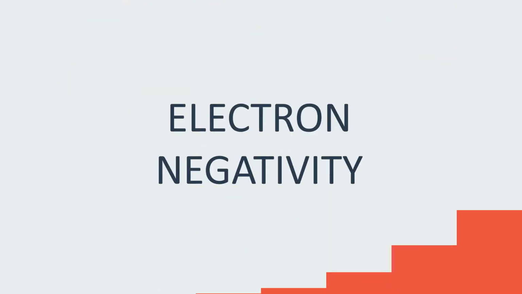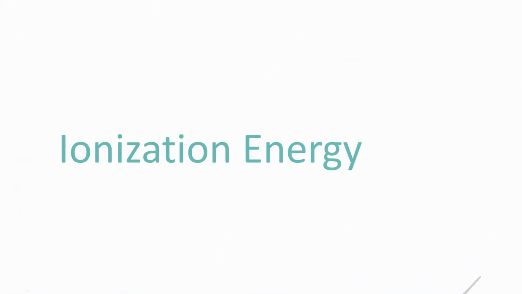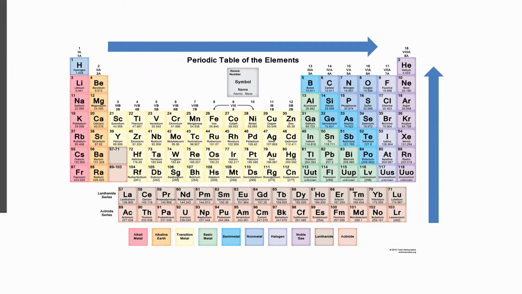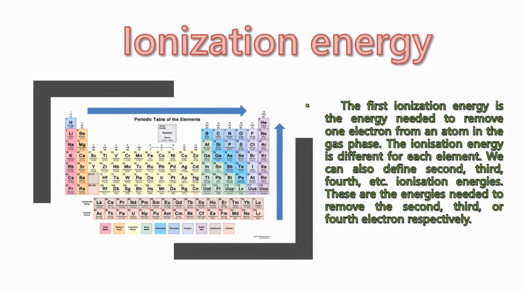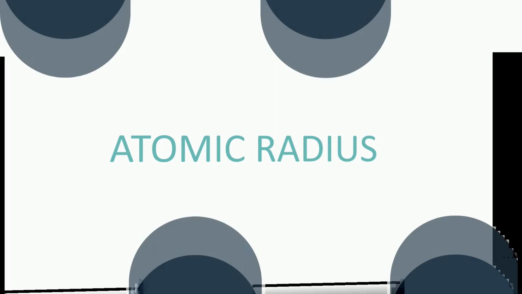Electronegativity. Electronegativity is the tendency of atoms to attract electrons. The electronegativity of the elements starts from about 0.7 and goes up to 4. Ionization energy. The first ionization energy is the energy needed to remove one electron from an atom in the gas phase. The ionization energy is different for each element. We can also define second, third, fourth, etc. ionization energies. These are the energies needed to remove the second, third, or fourth electron respectively.